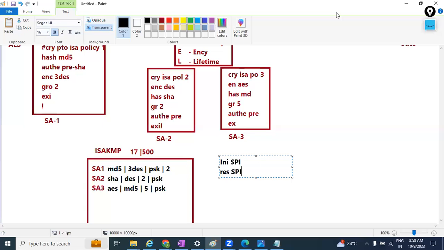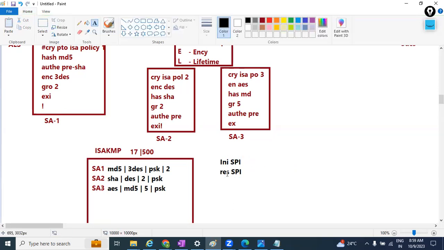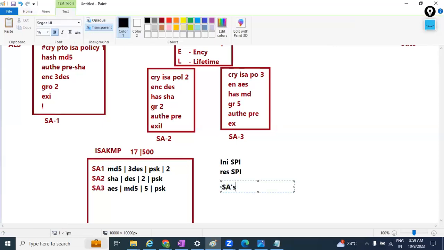Sorry? You can repeat again. SPI, Security Parameter Index. Very small term, but very important. What is initiator SPI? So see, the first is initiator SPI, the second is responder SPI, and after that there would be SAs. What are the SAs? These are the SAs.